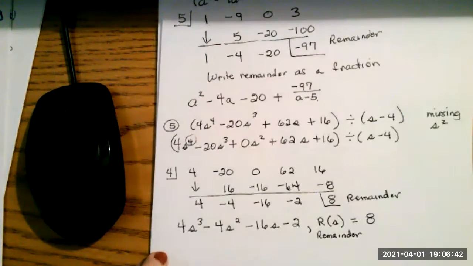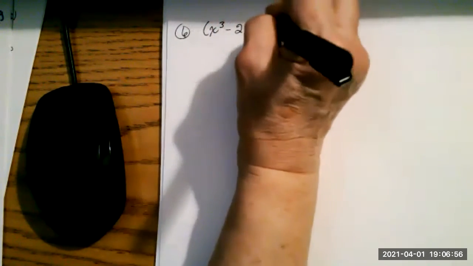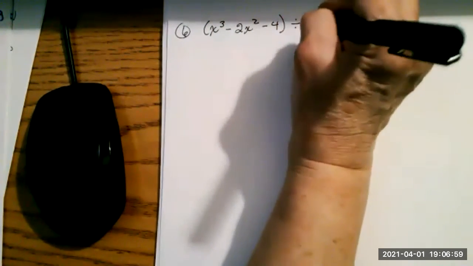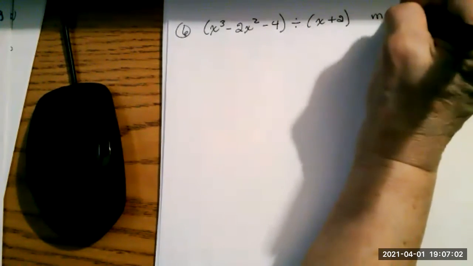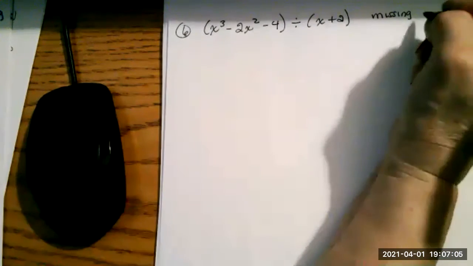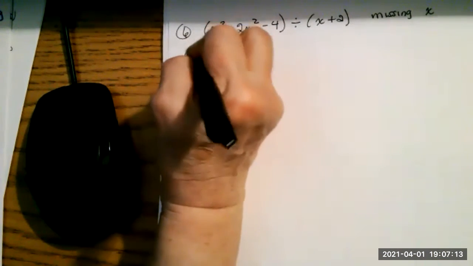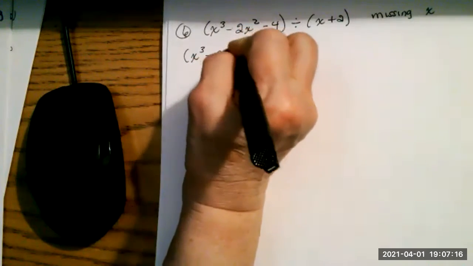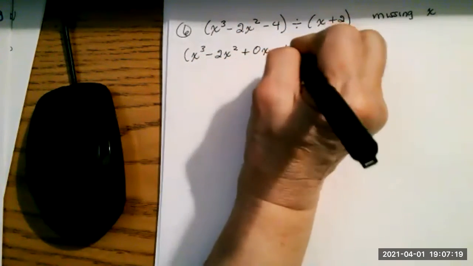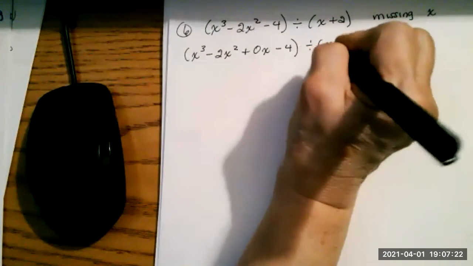Okay, let's do one more. And then we're going to do the college algebra side, which uses synthetic division, but it does it a little bit differently. x cubed minus 2x squared minus 4 divided by x plus 2. We do have some terms missing. Looks like we're missing an x term. So x cubed minus 2x squared plus 0x minus 4 divided by x plus 2.